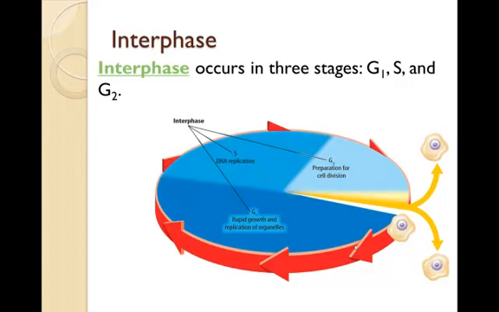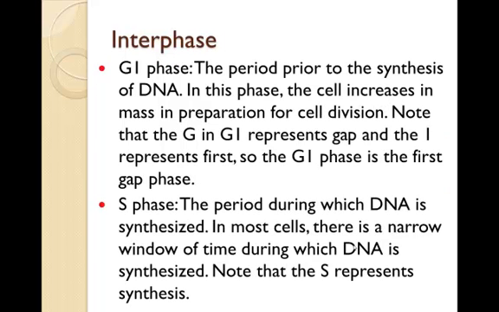G1 is first, then the S phase, and then the G2 phase. The G1 phase is the period prior to the synthesizing of DNA. In this phase, the cell increases in size and mass in preparation for the cell division that's going to occur later. Notice the G represents gap and the 1 represents the first gap. So G1 is the first gap phase.